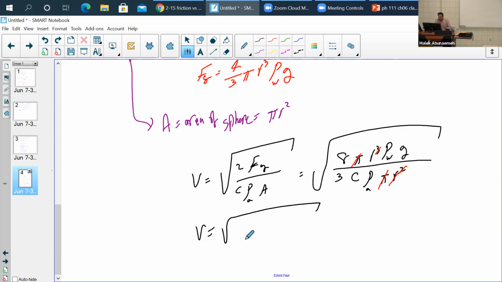Actually, let me go ahead and rewrite it better than that. This needs to be a little bit bigger. And that's better. 8r rho w g divided by 3c rho a.